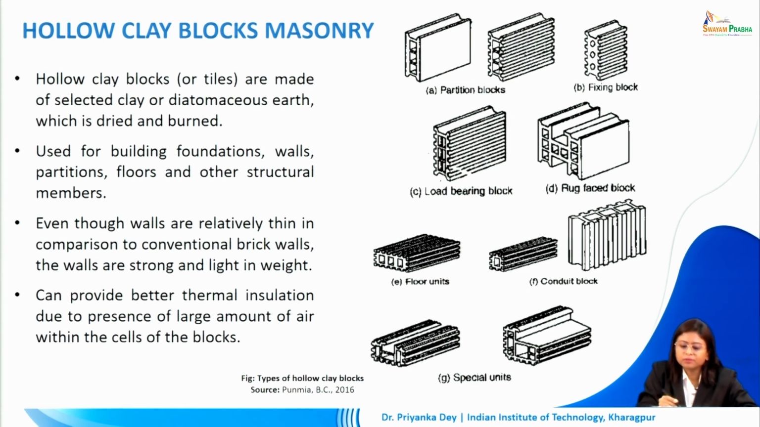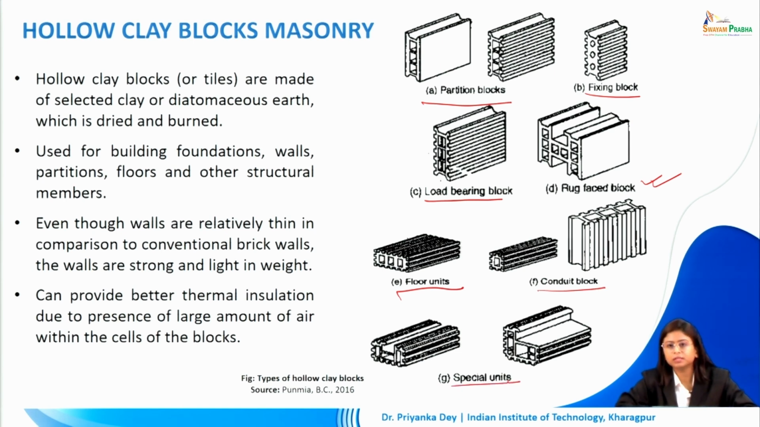So, here are some examples of different types of partition blocks or fixing blocks which may be used. We might go for a much more solid, robust example for load bearing blocks. There might be ones which are rug faced. Different units are designed for the floor units, the conduit blocks, and other special units may also be created for different applications within the components of construction.